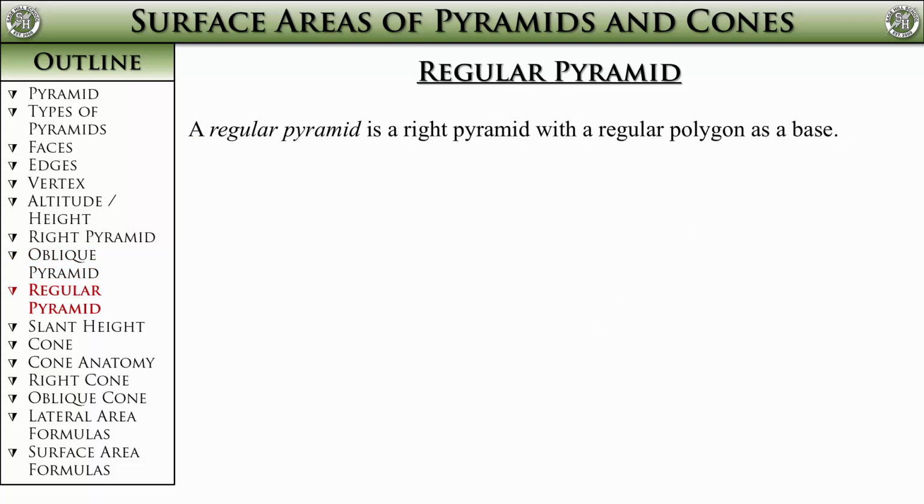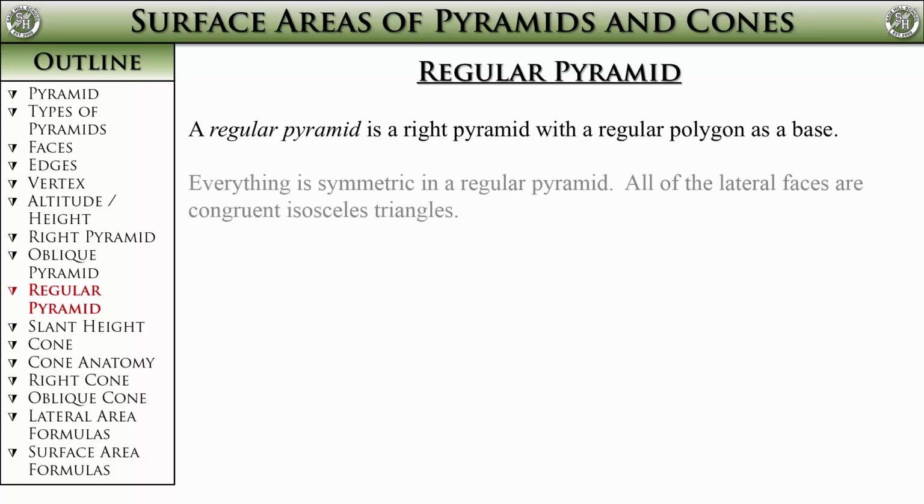A regular pyramid is a right pyramid with a regular polygon as a base. Almost all the time we will be dealing with regular pyramids. Non-regular pyramids are not common at all. Everything is symmetric in a regular pyramid. All of the lateral faces are congruent isosceles triangles.